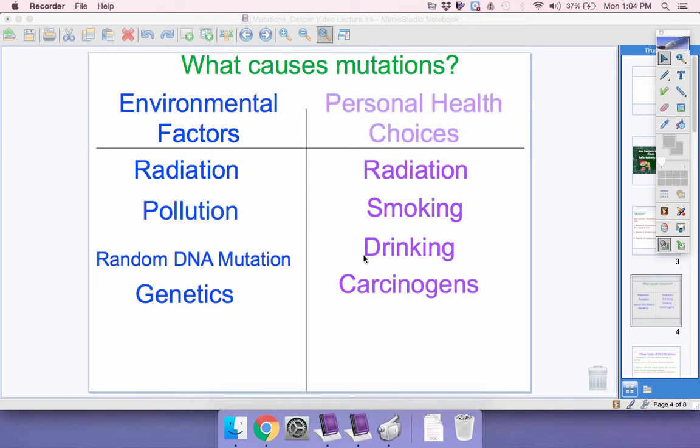And then on this side, I have personal health choices. So radiation I have on both sides because you may just get radiation from being out in the sun all day due to your job or just being in the sun, skin cancer, etc. Over here, you might choose to go to tanning places or lay out in the sun every day in the summer. So it could be both an environmental factor and a personal health choice. Smoking, drinking, carcinogens, all personal health choices.